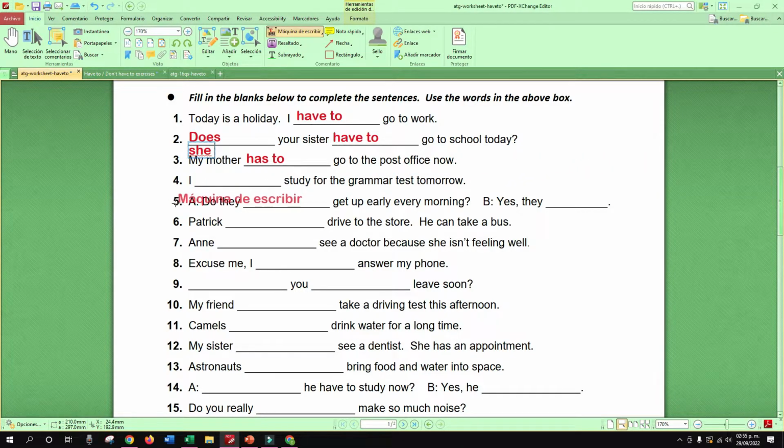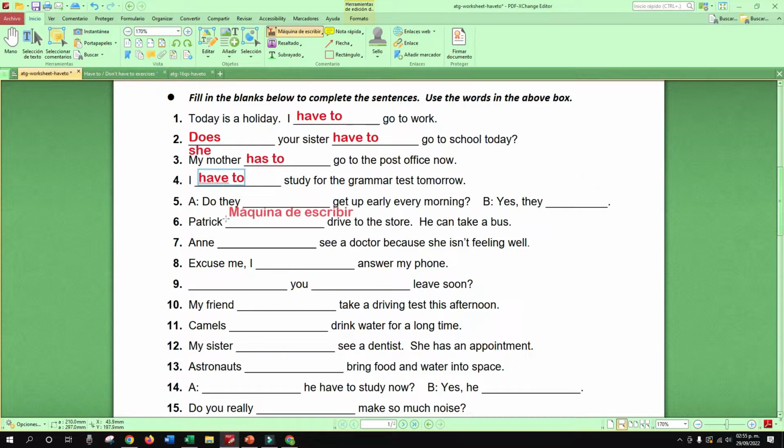Perfect. What about number 4? Study for the grammar test tomorrow. I, what? This is an affirmative one, right? I, what? I have. I have to study. Have to. I have to study for the grammar test tomorrow. Nice.